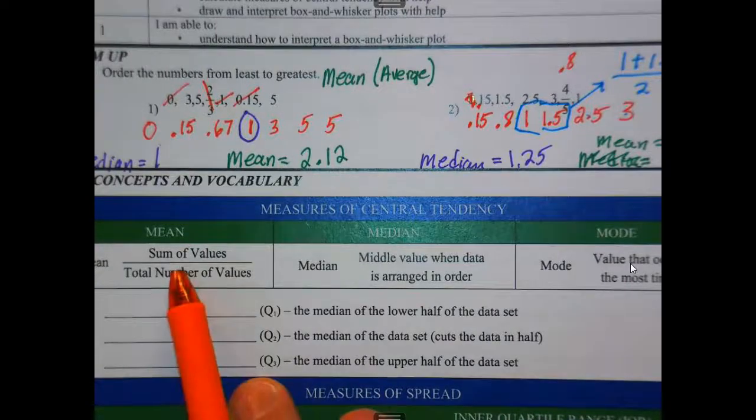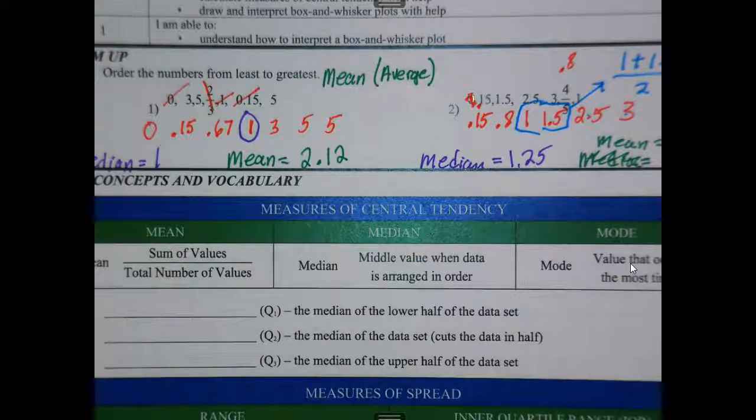So the mean is the sum of values divided by the number of data points. The median is the middle value. We remember how to find the median? It's exactly in the middle of our data points. Okay. You should know that the mode means the data point that occurs most.